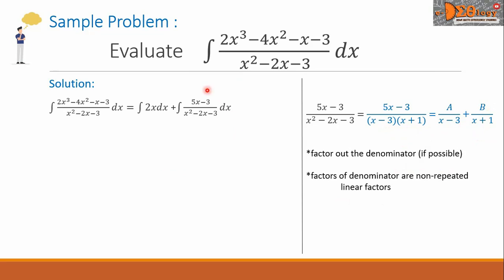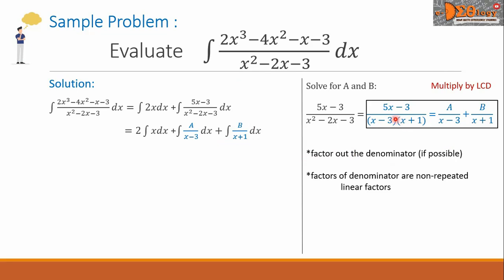It means this integral here can be expressed as integrals of partial fractions. And we can rewrite these integrals to be 2 the integral of x dx plus the integral of A over x minus 3 dx plus the integral of B over x plus 1 dx. Now let us solve for A and B.